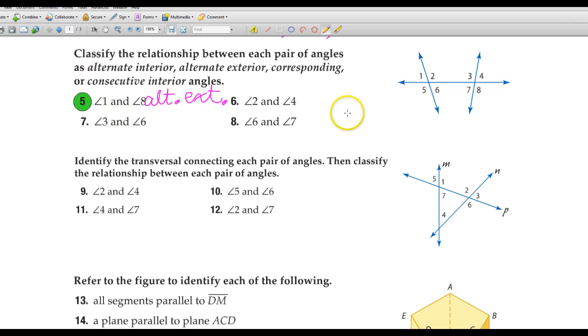Number 7, angles 3 and 6. 3 is here, 6 is there. So once again, those are on alternating sides of this line, of the transversal. So they are alternate, but this time notice that they are on the inside of these two lines, in between here. So that's interior, alternate interior.